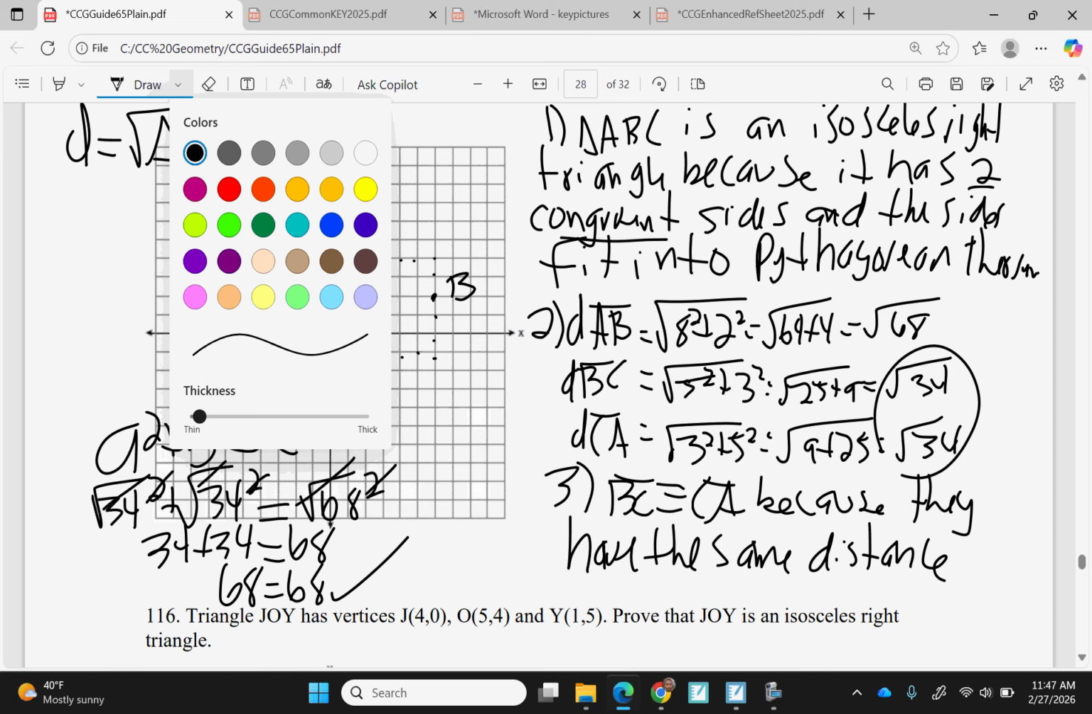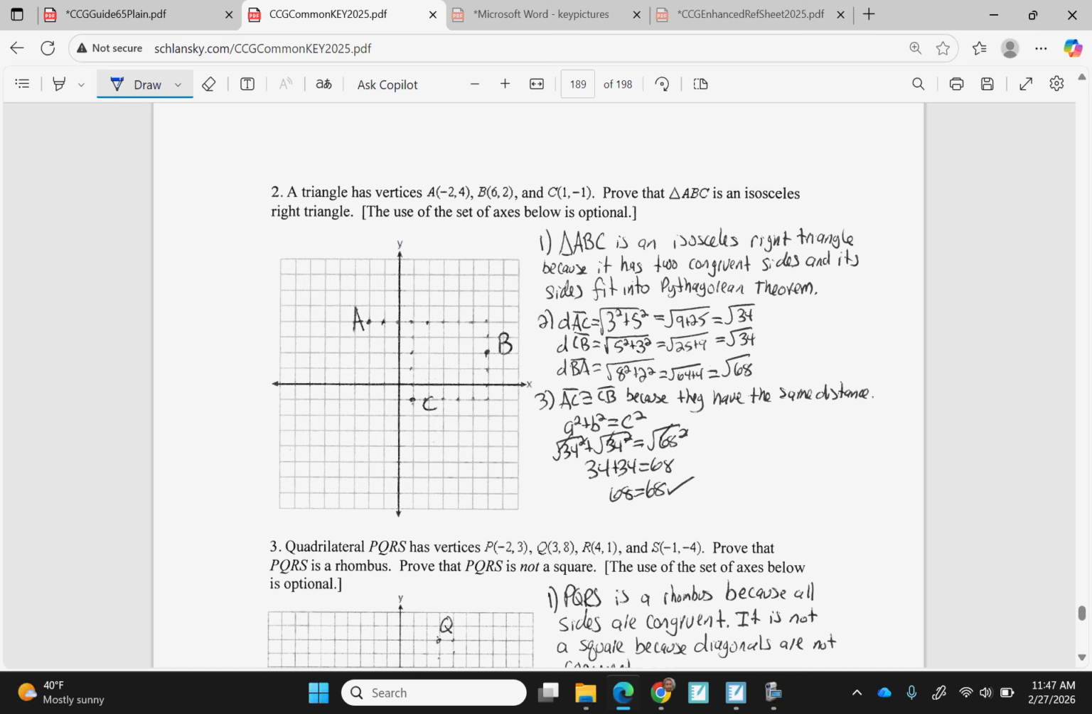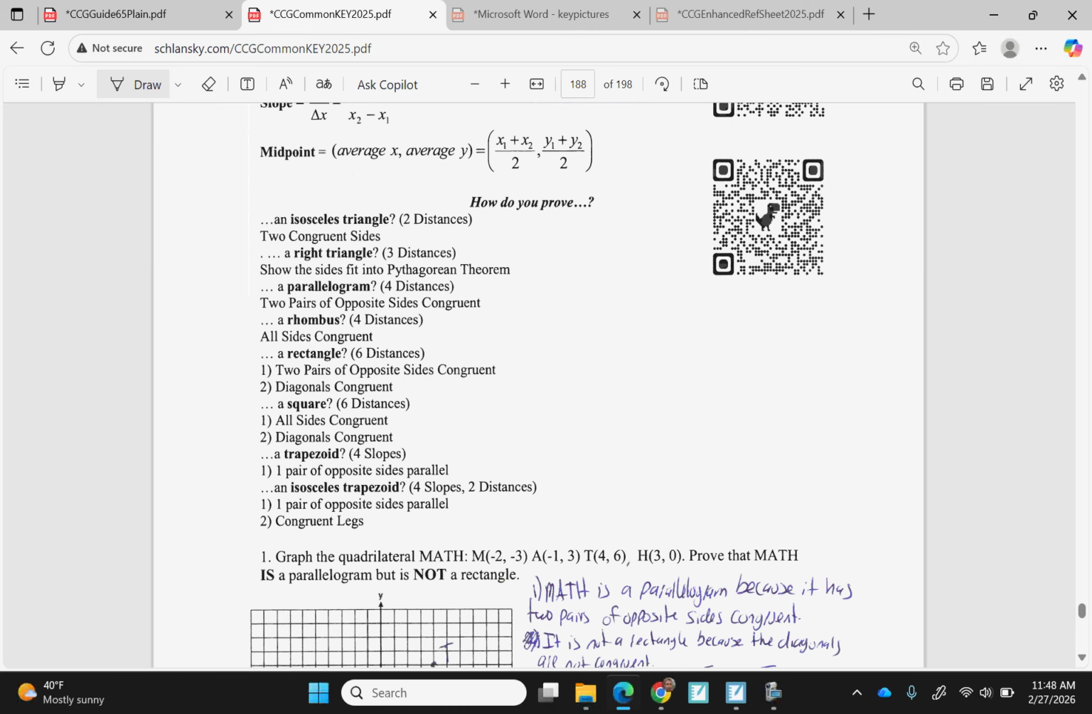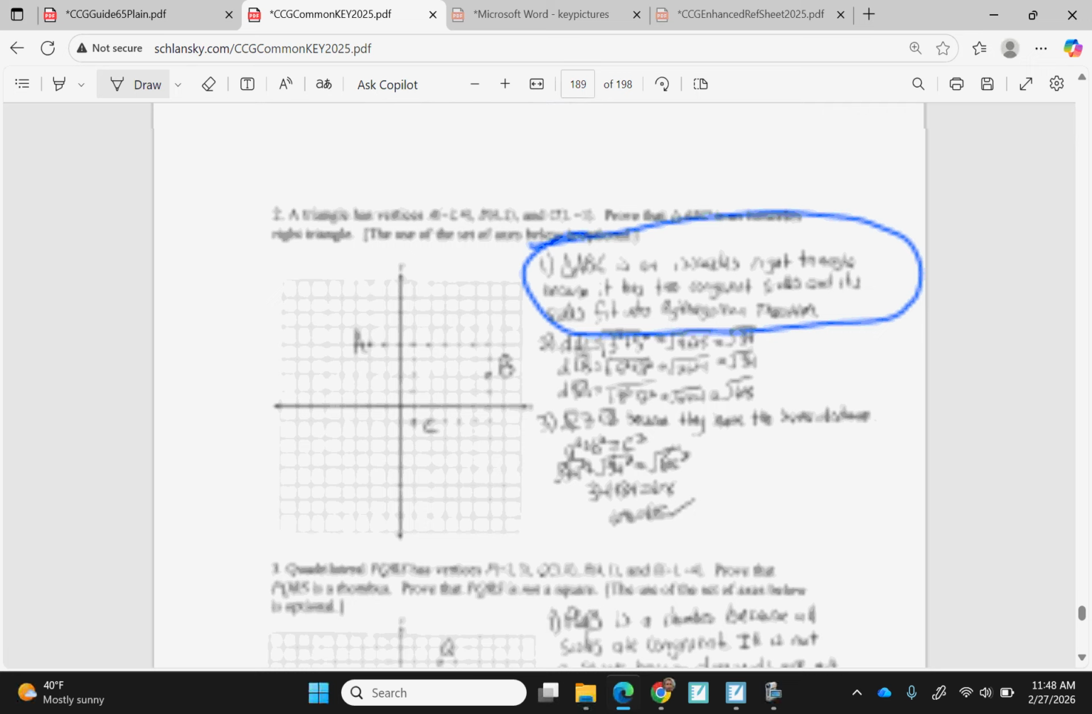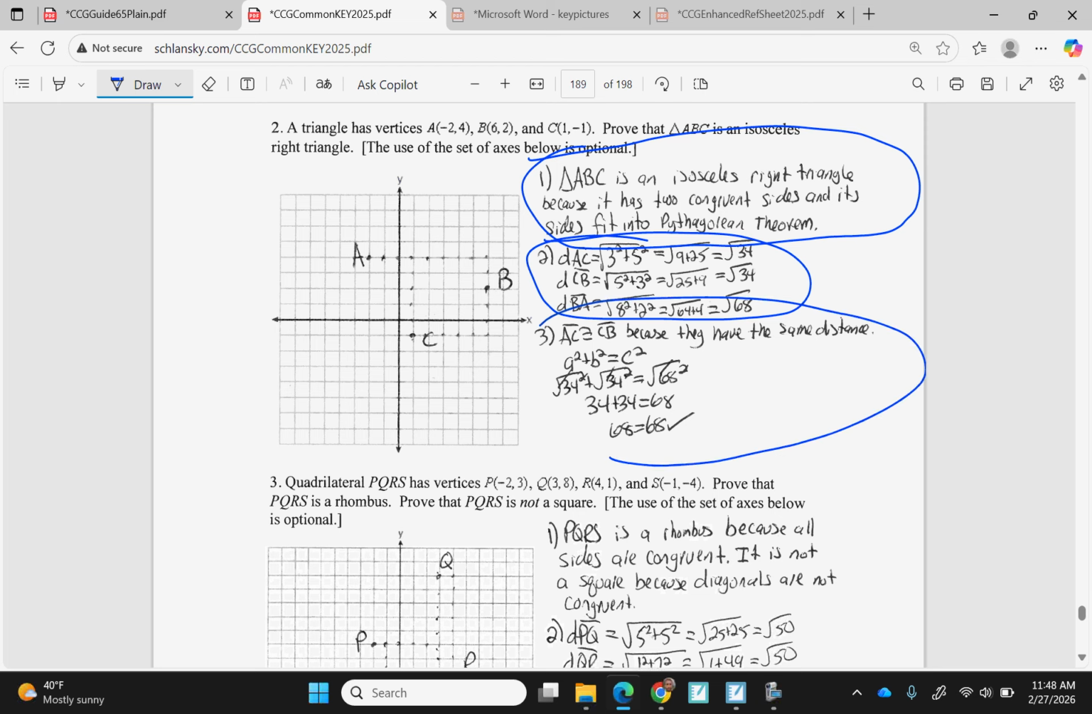So one, and I'm just going to transition to this because it's neater. I know that's not super neat what's on there. One, I'm going to state what they want me to prove because, and again, the answer to that is this. You have to know how to prove your different shapes. Step two, find your distances using your distance formula, which is radical delta x squared plus delta y squared. And then tie it all together in step three. Tell me what's congruent to what because they have the same distance. And if you're showing it fits into Pythagorean theorem, then you're showing it fits into Pythagorean theorem.